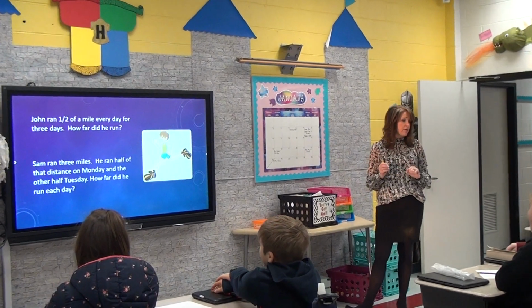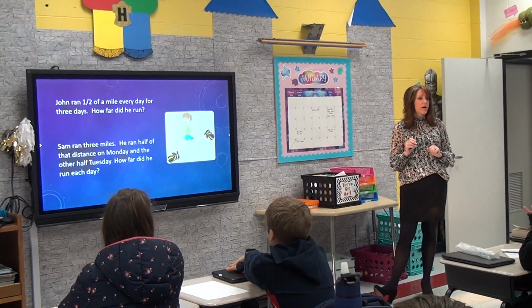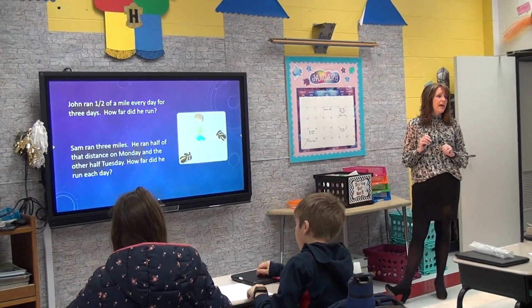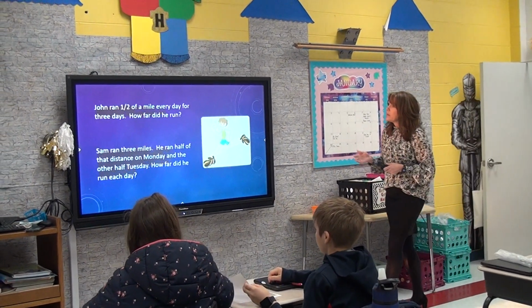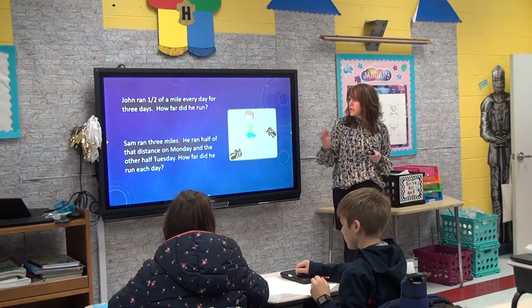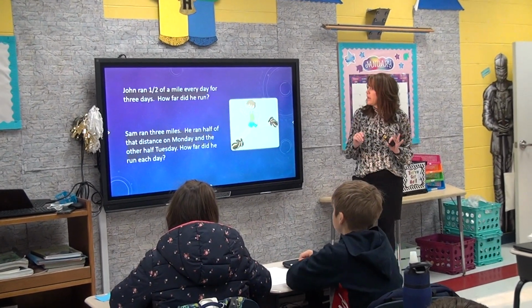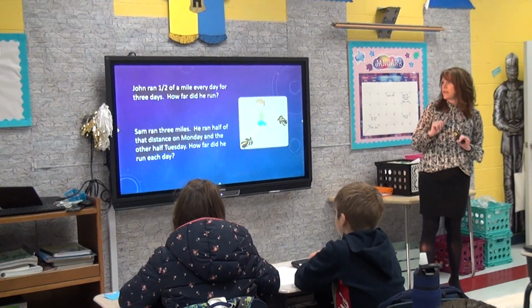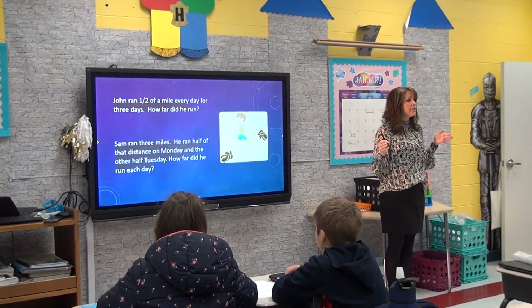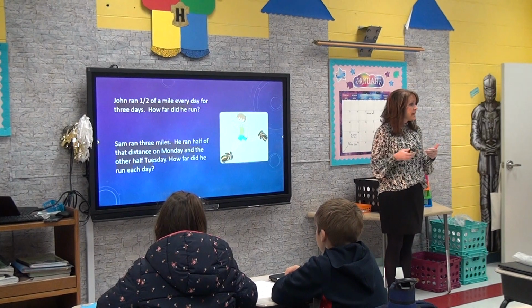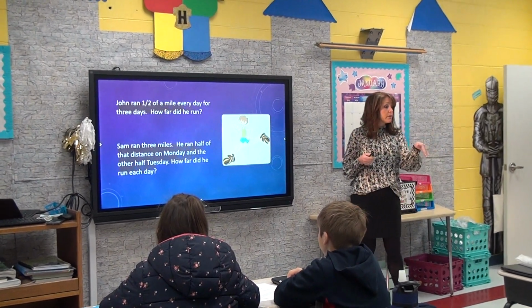So if you flip your paper over, you're going to see this exact same problem. And I've given you a little line there to kind of help you model how far he ran. And then Sam, he ran 3 whole miles. Okay? But he ran half of that distance on Monday and the other half on Tuesday. I want to know how far he ran each day, and you're going to use that line to show me the model.